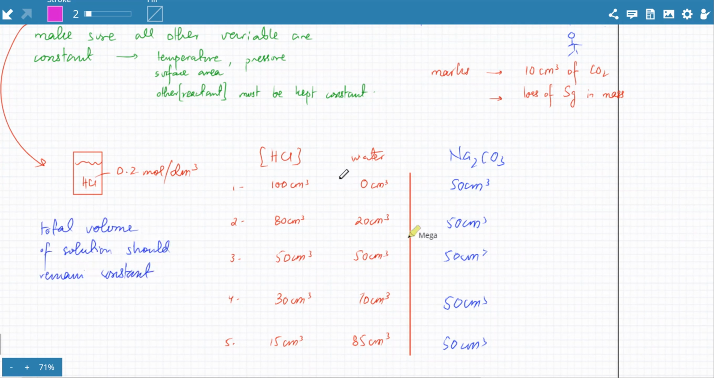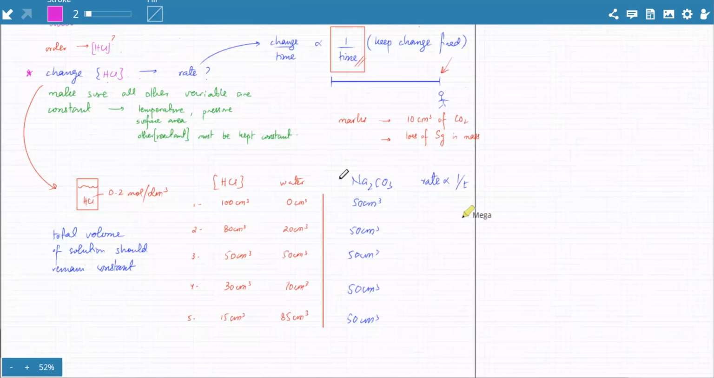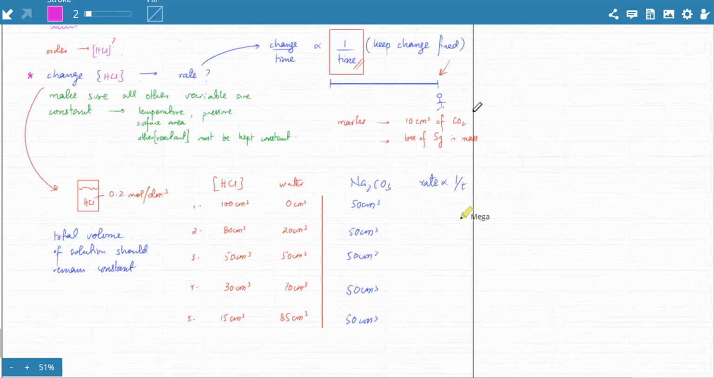And the last column would be, how do you measure rate? Rate would be 1 over time. You start the reaction and you measure time. 1 over time is going to be rate. Rate is inversely proportional to time. If it takes longer, that means it's slower. So every time you have a predetermined set mark, you start the reaction. Let's say 10 cm of carbon dioxide. The first reaction, mix HCl and water and sodium carbonate, and you wait.